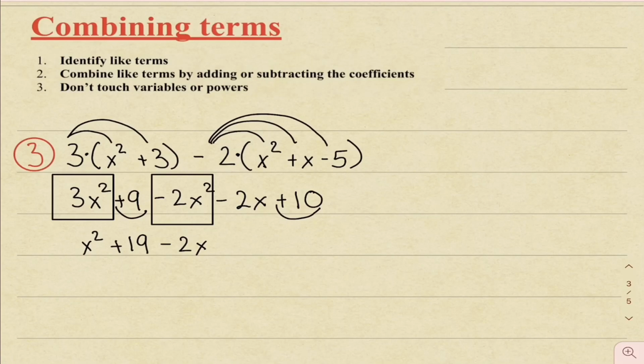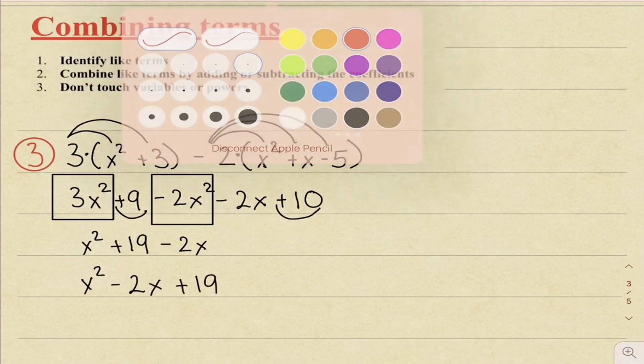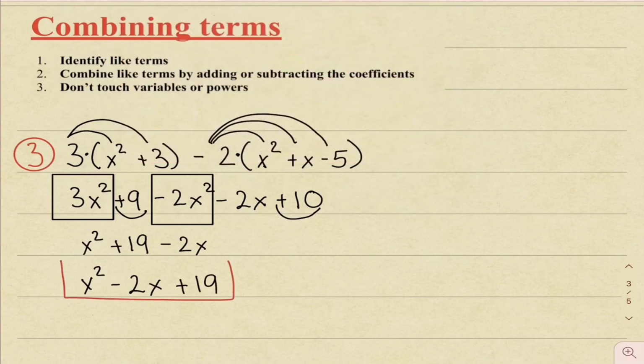Now, mathematicians usually like to write this in descending order of powers. What do I mean by that? I write the variable with the highest power first, and then I have minus 2x, the variable with the lowest power, and then the constant at the end. So the answer is x squared minus 2x plus 19. Just so you guys know, there's nothing wrong with leaving it as x squared plus 19 minus 2x, but it would just look better if you write it in descending order, x squared minus 2x plus 19.